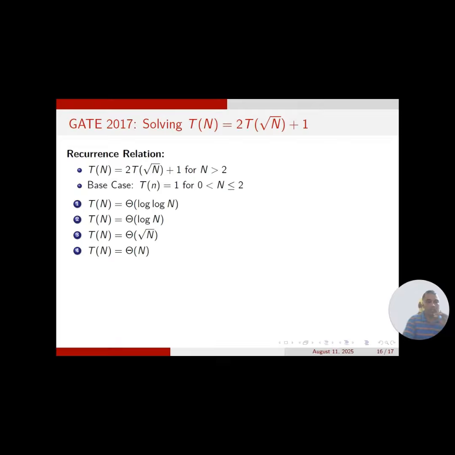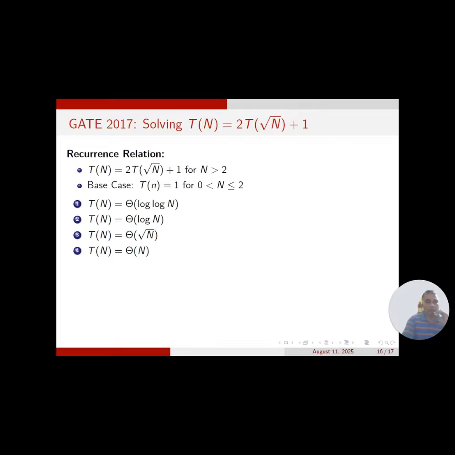This recurrence relation is solved by using a simple trick called variable substitution. With a variable substitution, we convert this into a known recurrence form. If you have doubt on how to do a variable substitution, you can check the previous videos of mine where I have clearly mentioned how to do a variable substitution and how to solve by using variable substitution.